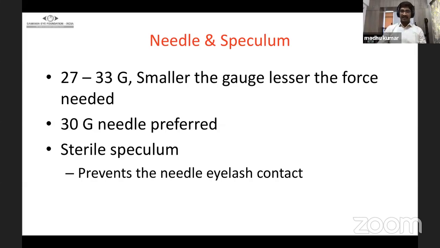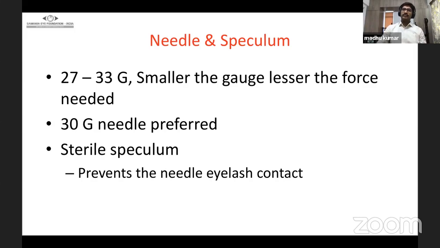We need a sterile speculum. Some studies have been conducted comparing the injection with and without a speculum. With the speculum, the advantage is that it will push your eyelashes away from the injection path, and thereby it can further reduce the chances of intraocular infection.